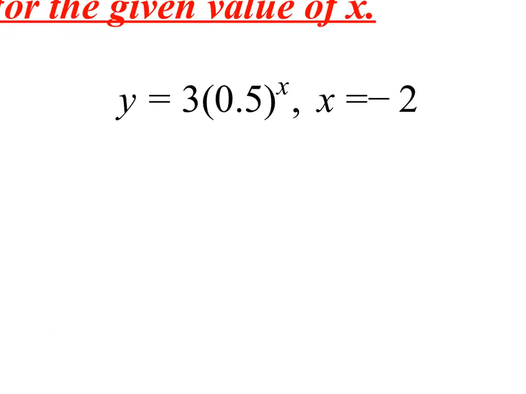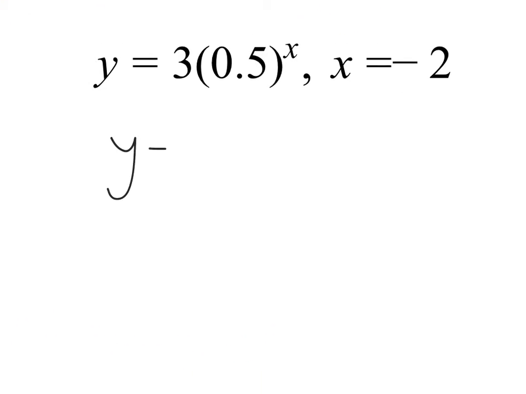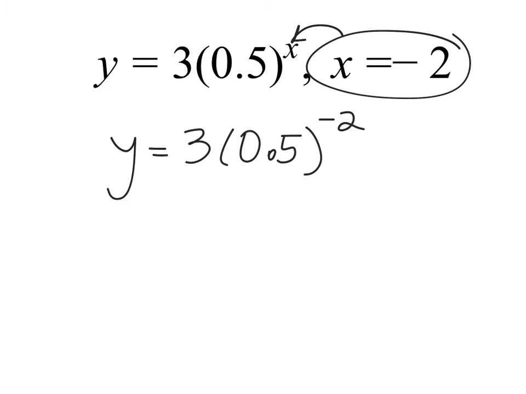Next one. 3 times 5/10 raised to, I want you to put negative 2 for x. Make sure you use the negative sign and not the subtraction sign. Go ahead and evaluate in your calculator and compare with people around you. Go.